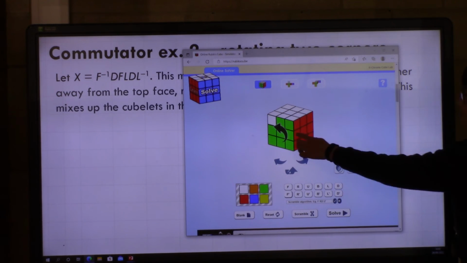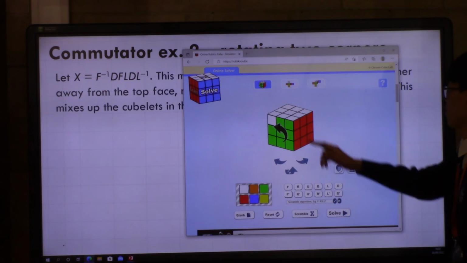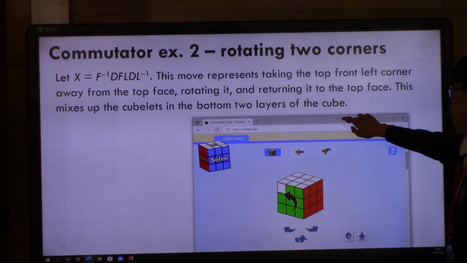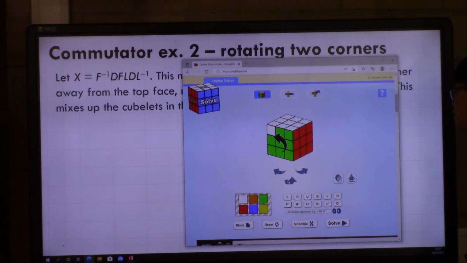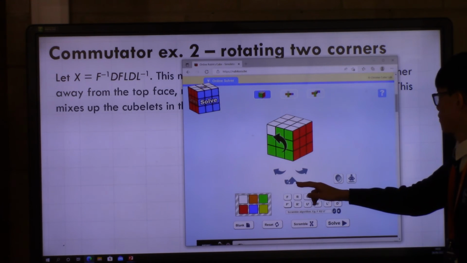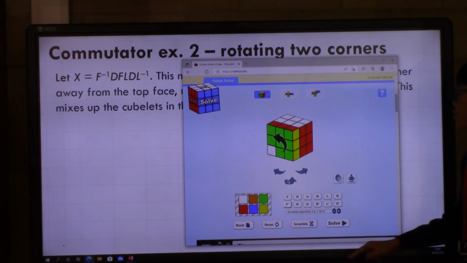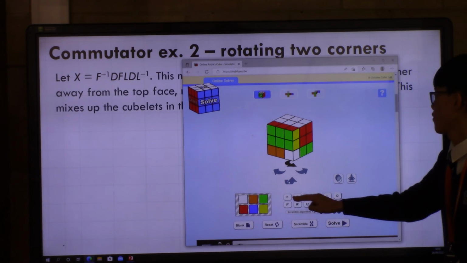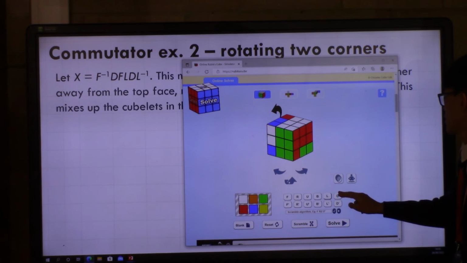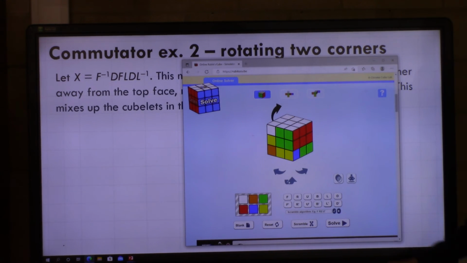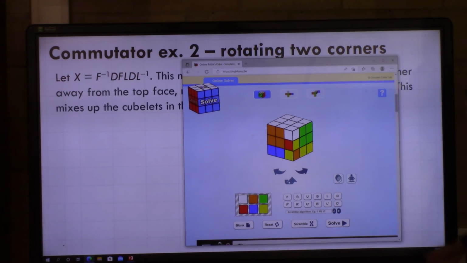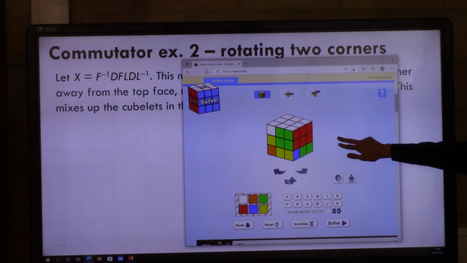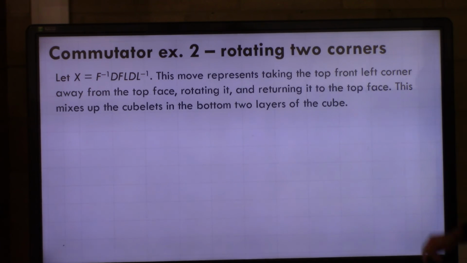So that is our top front left corner. If we follow this algorithm, it should move away from the top face, rotate it and return it to the top face. So F to the minus 1, D, F, L, D and L to the minus 1. And you can see that this corner is back on the top face, but it will have rotated round. Okay, and you can see all the cubelets on the bottom are all mixed up now.